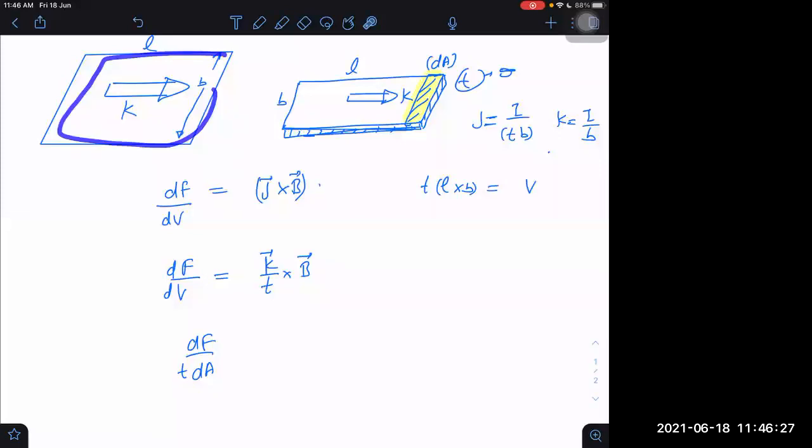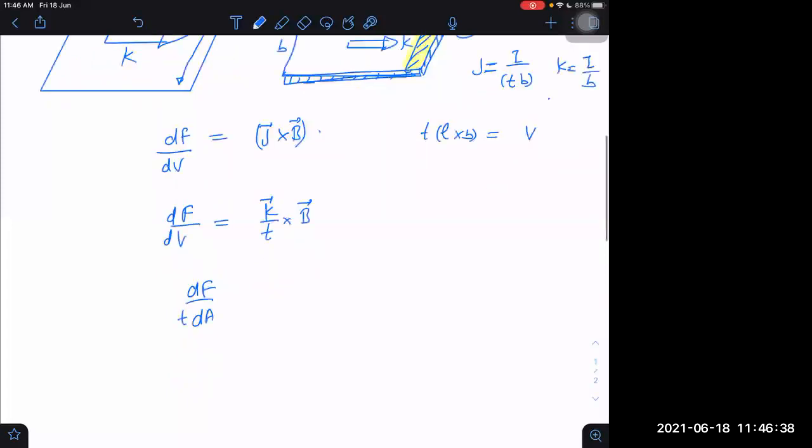Thickness is not defined, not given. But this is given because we want to find force per unit area acting on this total area, on this sheet. What do we get then? We get it equal to K.